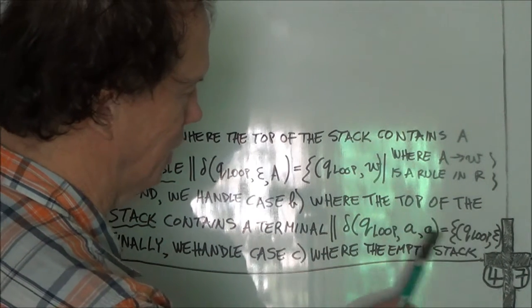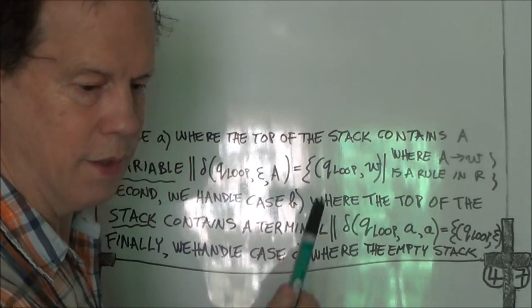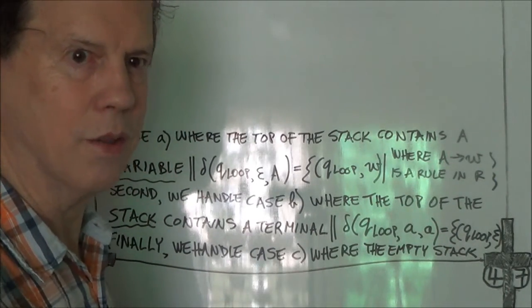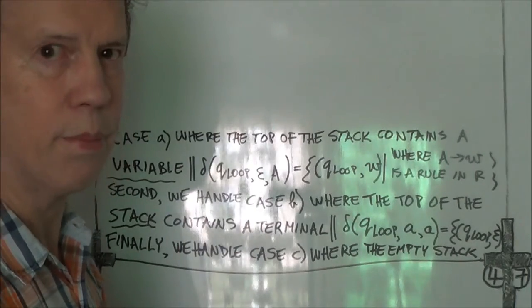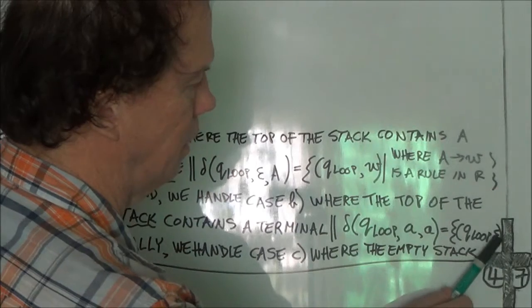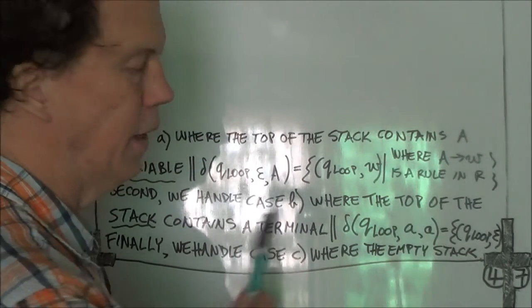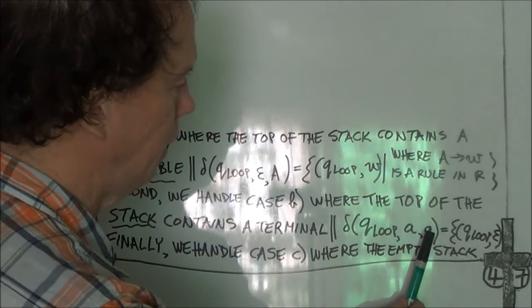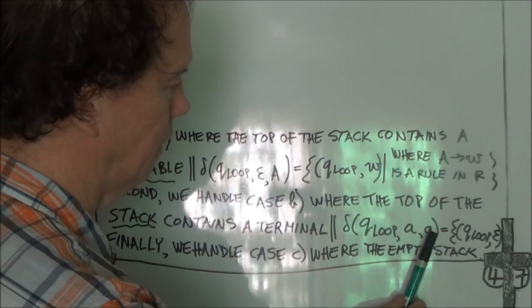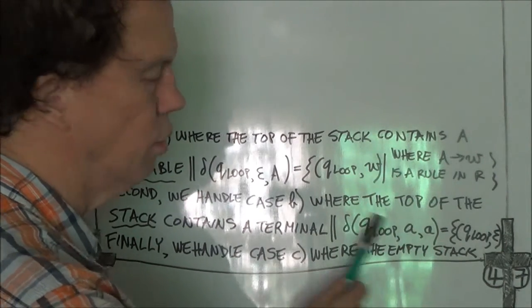well, effectively do nothing. Just stay in the same state, and then you've got an epsilon here. That means do nothing with the stack. You just ignore the stack. Don't push or pop anything. So that's an epsilon here, right? But the critical thing is these two are the same, and that's what you want. Now, if you had a difference between these two, well, there's no rule for it.